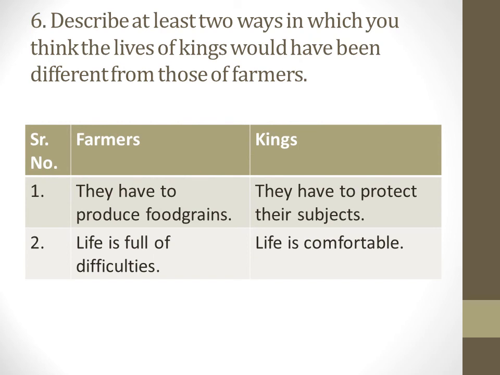Now, the last question. Describe at least two ways in which you think the lives of kings would have been different from those of farmers. First difference. Farmers produced food grains and kings had to protect their subjects. Farmers lived a life full of difficulties, whereas the lives of kings were comfortable.